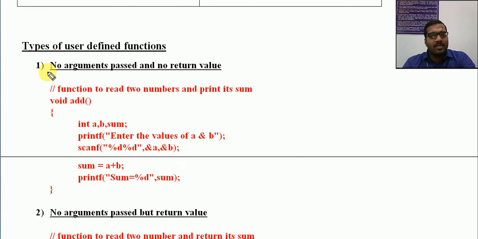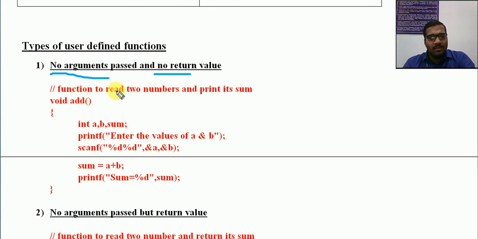First category is no arguments and no return. Arguments means parameters, I have already mentioned that. No arguments and no return value. So while writing the function, we don't have any parameters being passed and there is no return value also. We can write a function like that also, that depends on the requirement.